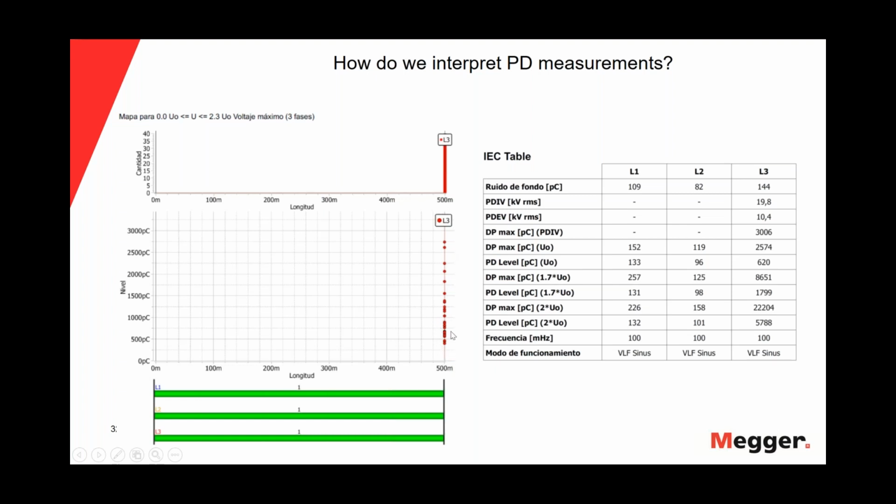In this case, the level of the partial discharge, as we saw in the previous slide, and we can see right now, was 5,788 picocoulombs, which is above the guideline we showed in the previous slides. So the guys that made this PD measurement should replace the termination of this cable.